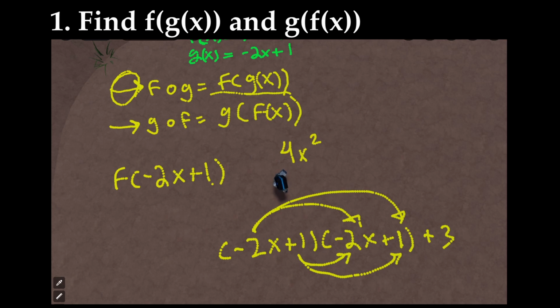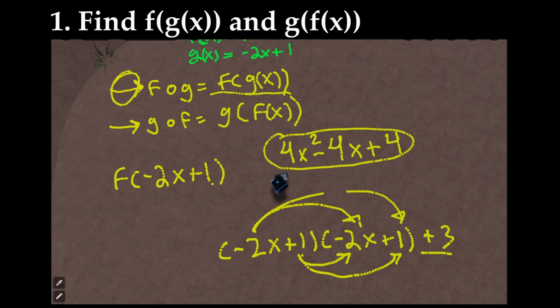Then if you do negative 2x times 1, that's negative 2x. If you do 1 times negative 2x, that's negative 2x. If you do 1 times 1, that's 1, plus 1. And then don't forget the plus 3. And if you do 1 plus 3, that's 4. And negative 2x minus 2x is negative 4x. So we have 4x squared minus 4x plus 4. And that is the solution to f of g of x.